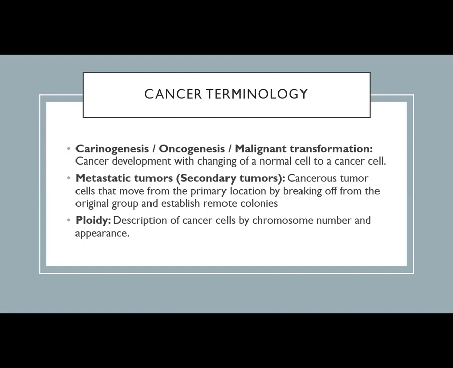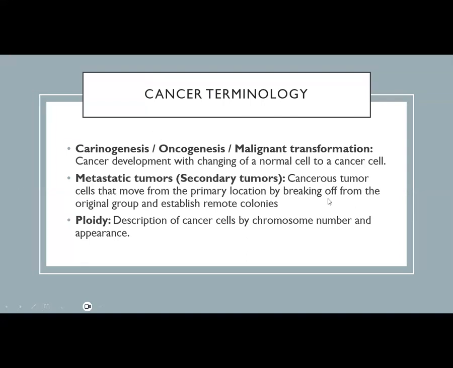Carcinogenesis just basically means cancer developing with the changing of normal cells to cancer cells. So you can see it called carcinogenesis, oncogenesis, malignant transformation. All of these three terms mean the exact same thing. And what we're saying is something's forming a cancer.